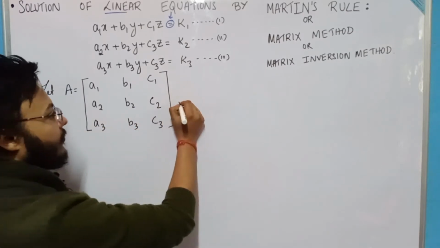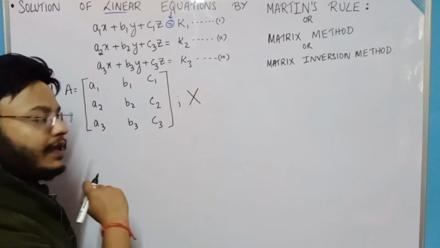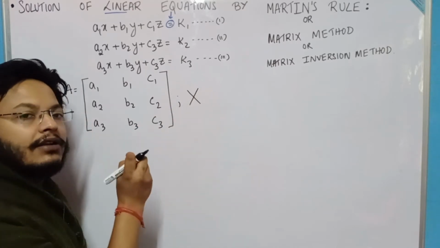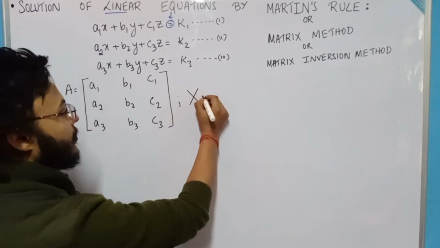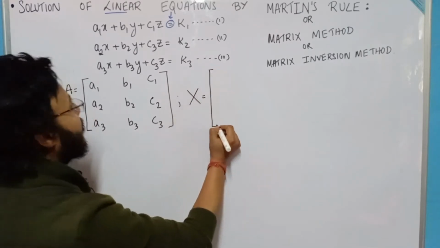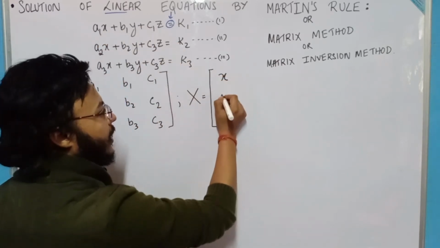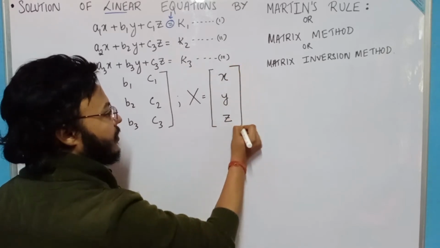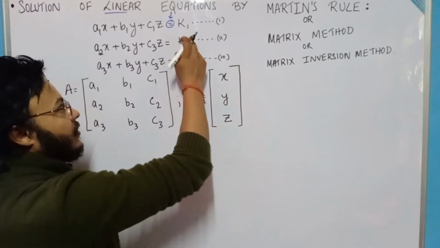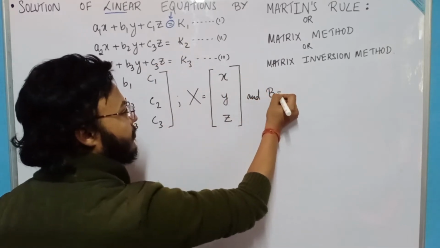Now you have to take capital X. Why are we taking capital X and capital A? Because matrices are represented by capital letters. Okay, got it? So what will be my X? X will be the variables, x, y and z. So this is my matrix X. Now if you see here, the other side of the equals to sign is there. So we'll take that as B.